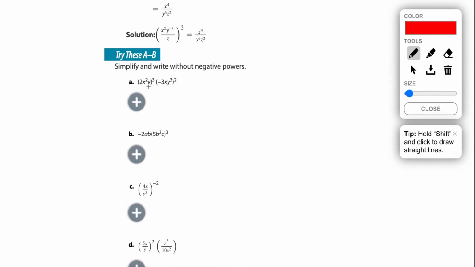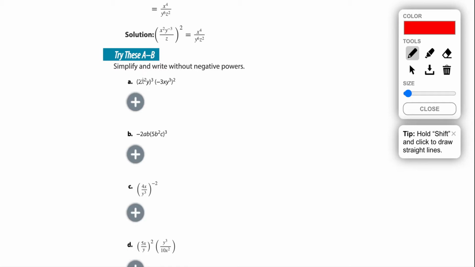Let's see this one. 2x squared y, all of that raised to the 3rd power, times negative 3x y to the 3rd power, raised to the 2nd power. All right, well, order of operations: do what's in the parentheses, then take your exponents, then you multiply and divide, and then you add and subtract. So there's nothing we can really do in this parentheses right now, so we're going to go ahead to the exponent part. We're going to take all of this to the 3rd power.